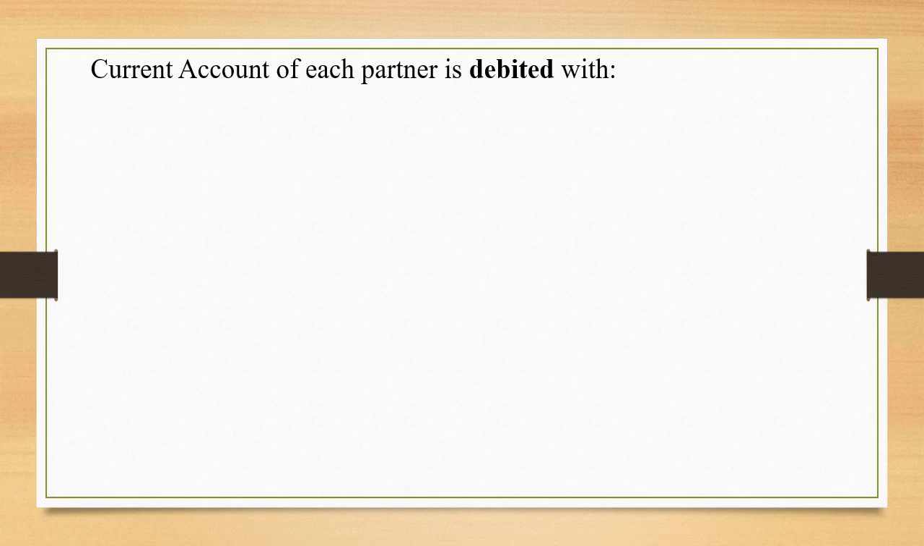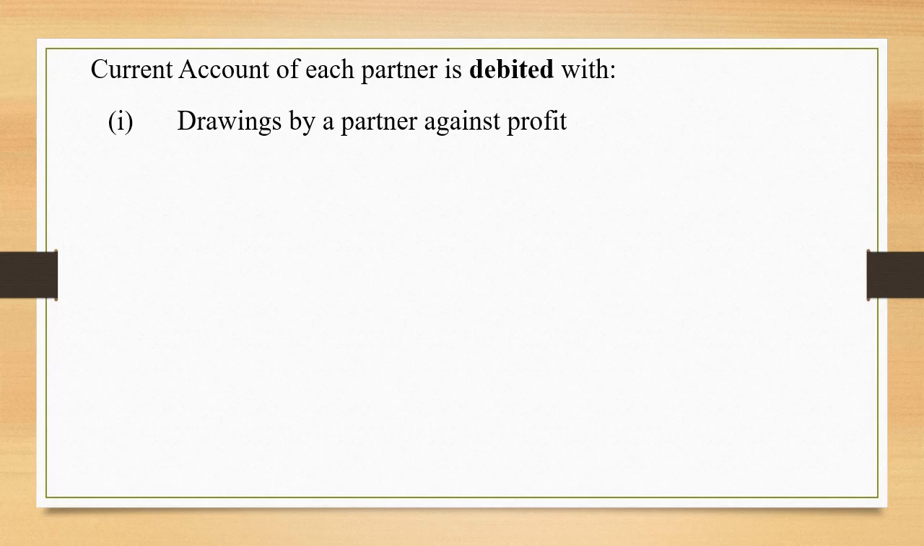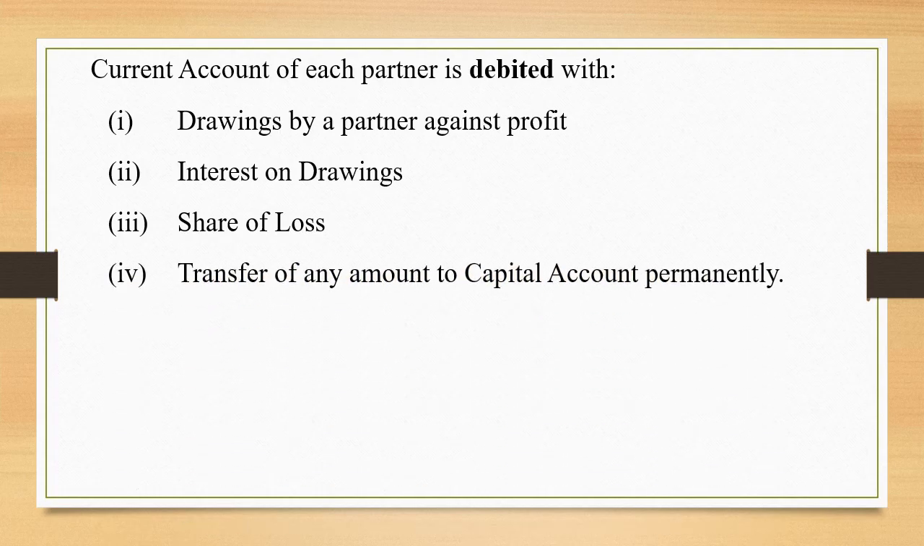Current account of each partner is debited with the following amounts. Drawings by a partner against profit. We will learn in detail that drawings can be in anticipation of profit and drawings can be out of capital. But the drawings which are made by the partner against profit are to be debited to current account, and drawings out of capital need to be debited to partner's capital account. Interest on drawings is to be debited, along with share of loss, and transfer of any amount to capital account permanently. So these are the amounts which are debited to partner's current account.